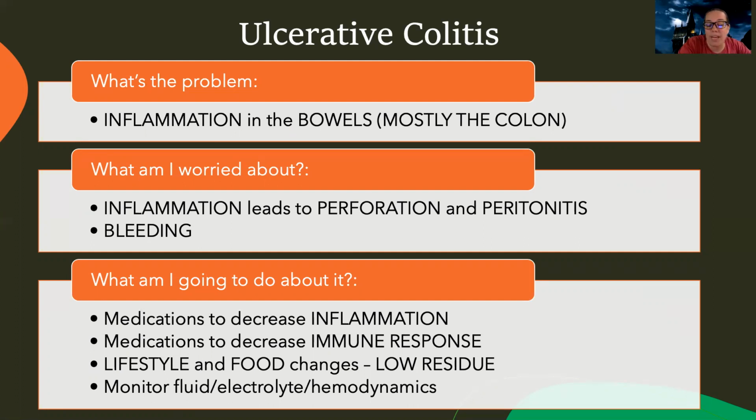So again, I'm going to give them medications to decrease inflammation, medications to decrease immune response, lifestyle and food changes, that low residue diet, and then monitoring their fluid, electrolytes, and hemodynamics, monitoring that hemoglobin, checking for signs of them bleeding internally. These patients can have up to like 8 to 10 stools a day, and they can be bloody stools. So they can be losing a lot of blood, even if they're not bleeding a lot with each stool. It cumulatively can build up.